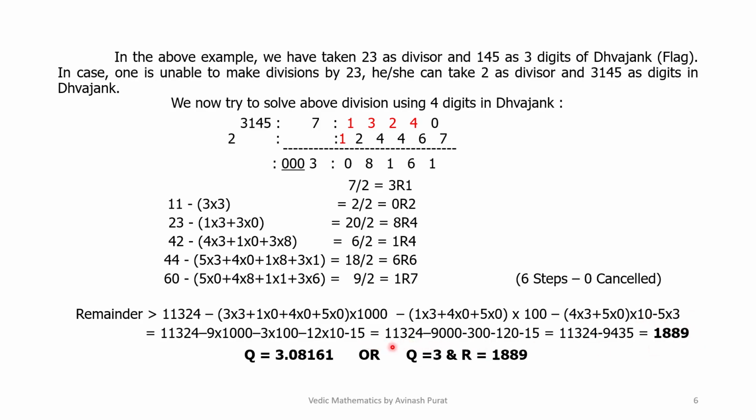That is equal to 11,324 minus 9,000 minus 300 minus 120 minus 15. That is equal to 11,324 minus 9,435 equal to 1889. So the quotient is 3.08161, or the quotient is 3 and the remainder is 1889.